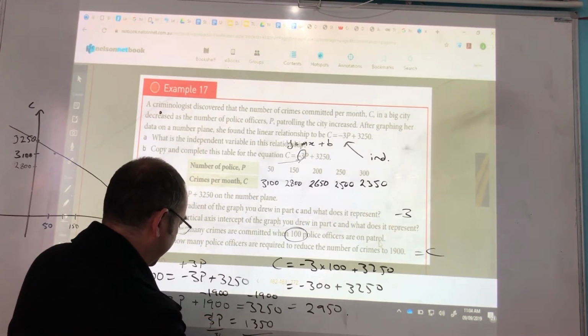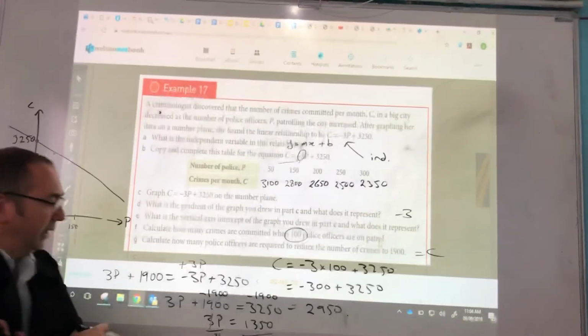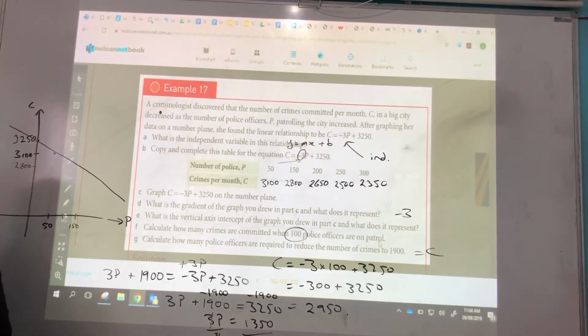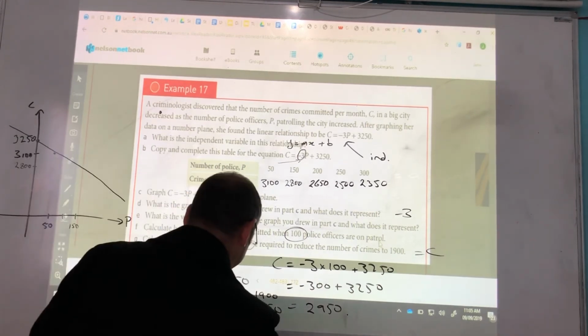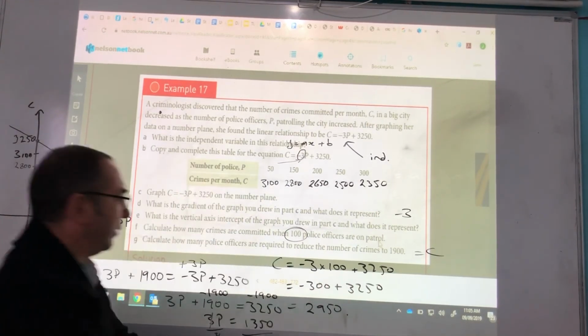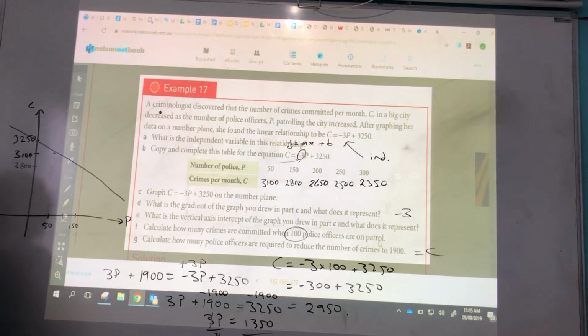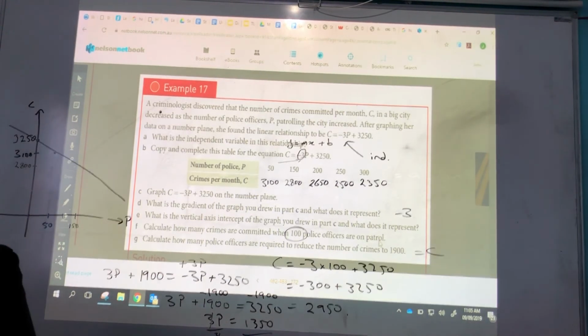The 3's cancel. P equals, can someone quickly do that in their calculator for me? 450. So we find out that we need 450 police to reduce the number of crimes to 1,900. Thanks, Nate.